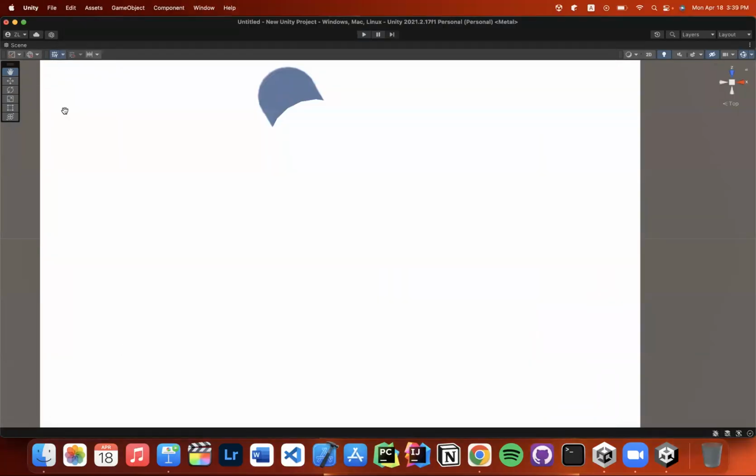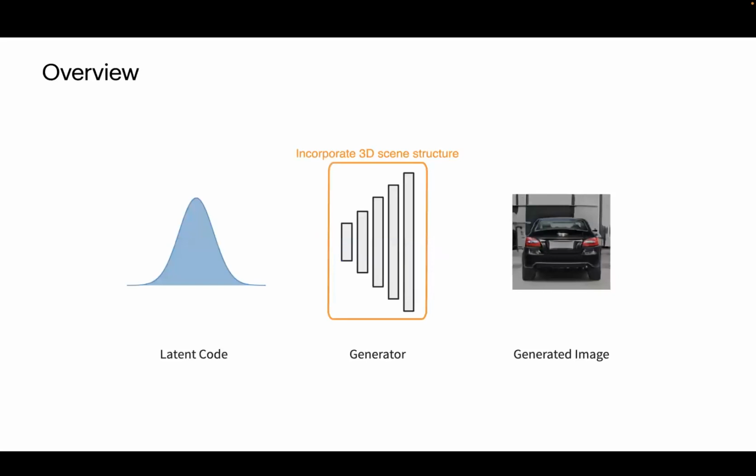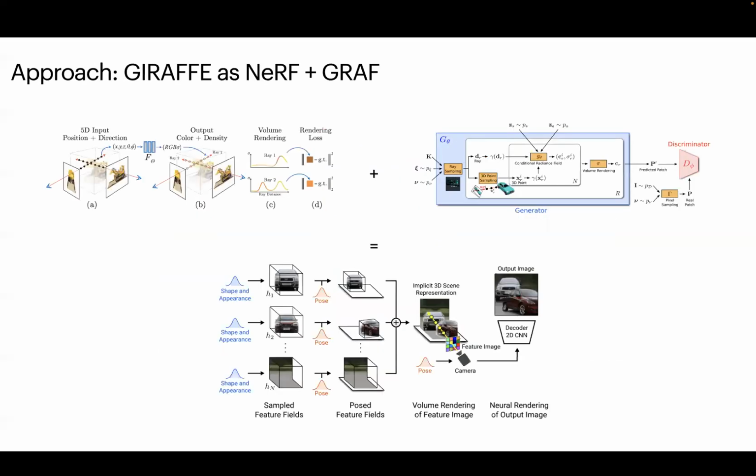Okay, so that's what NeRF is about. So let's get back to GIRAFFE, and I'm going to talk about why NeRF is very important for GIRAFFE. For GIRAFFE, this is pretty much the simplest overview. We have a latent code that goes into the generator, which encodes the 3D scene structure and finally generates photo images, which can change background or rotate. That's how GIRAFFE works.